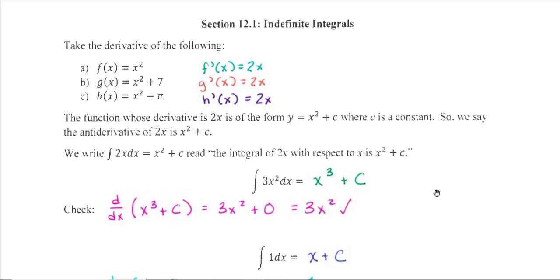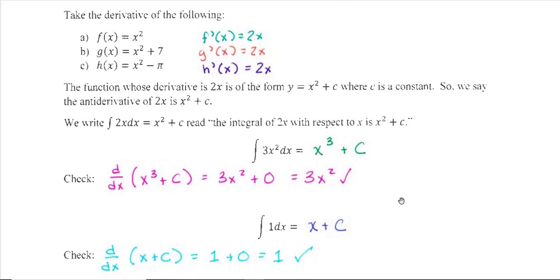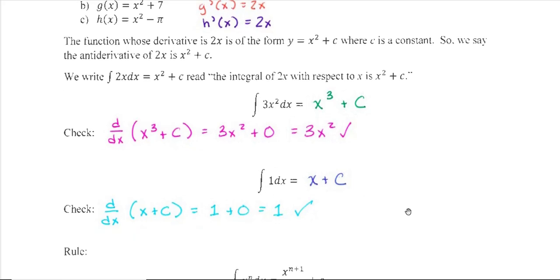Here, the integral of 1 dx. We're asking ourselves, whose derivative is 1? And the function whose derivative is 1 is x plus any constant. So the integral of 1 dx would be x plus c, that constant of integration. And again, you can check: take the derivative with respect to x of x plus c. The derivative of x is 1, the derivative of c is 0, and 1 plus 0 is 1. So we did get that integrand.